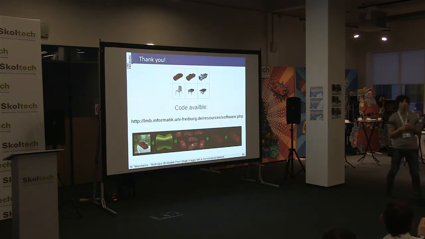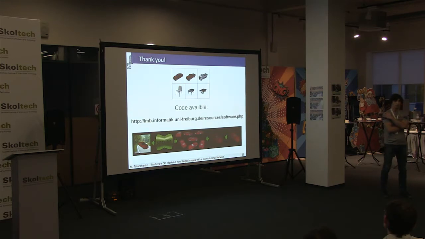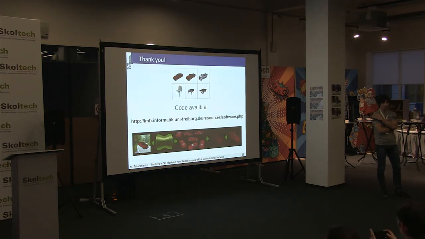Question. So at some point, some of the interpolated views were lacking sharpness a bit. Do you have any intuition whether you could add some sharpness constraint?